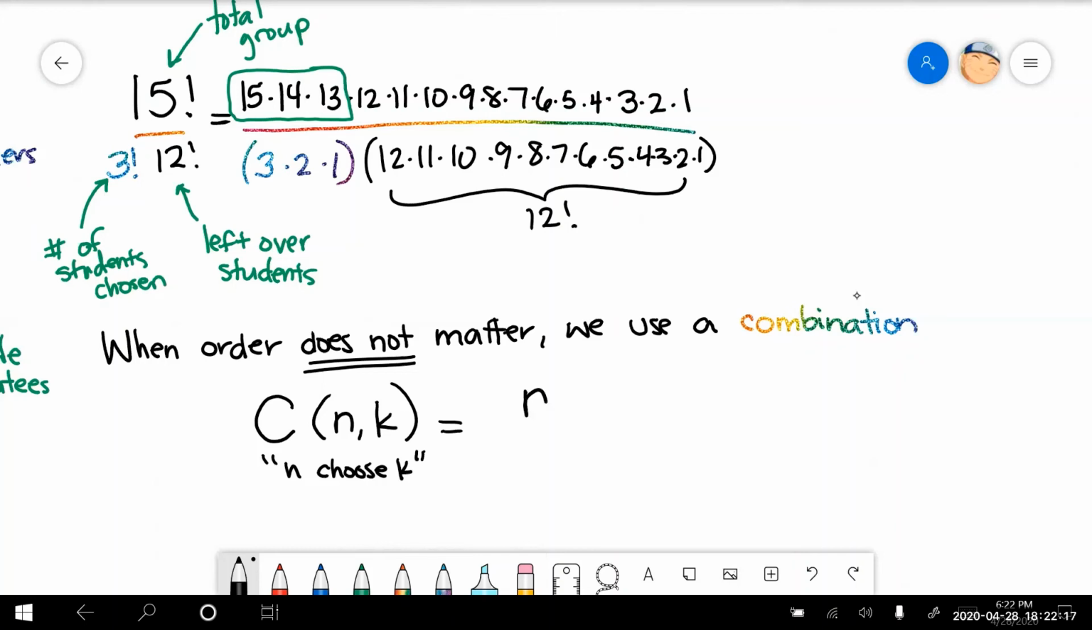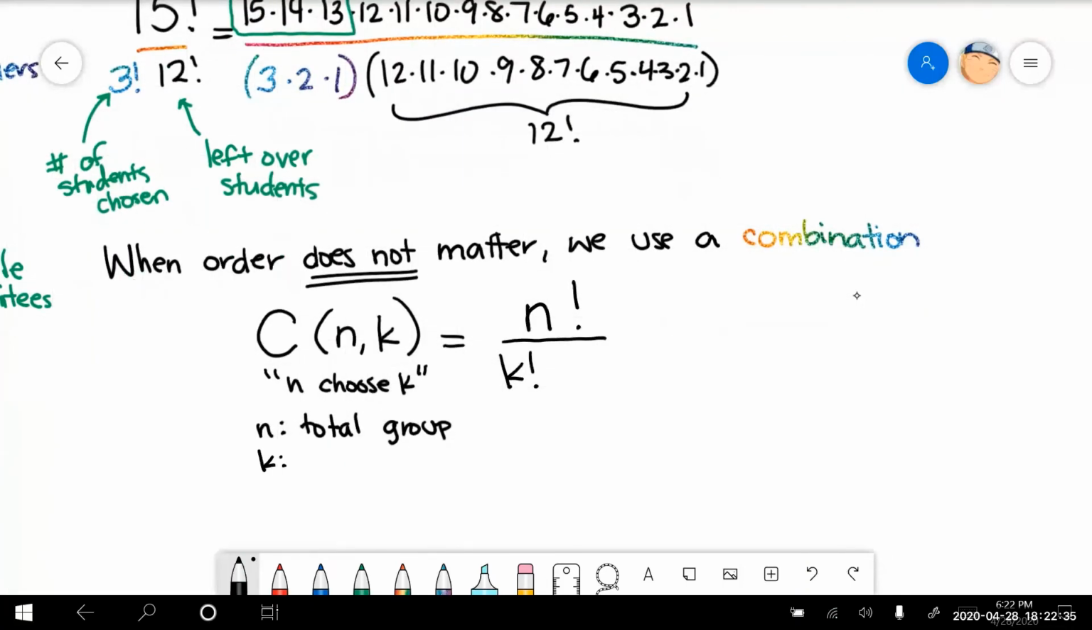We now have N, which is our group. Remember from the last video, N is the total group. And we're dividing that by the kids that we chose, so the number chosen. And to accommodate for our leftovers, we're doing the group minus the kids that we chose. That's our formula for combinations that we can now use instead of worrying about filling in all the parts and multiplying all the numbers individually. Now we can use the formula.